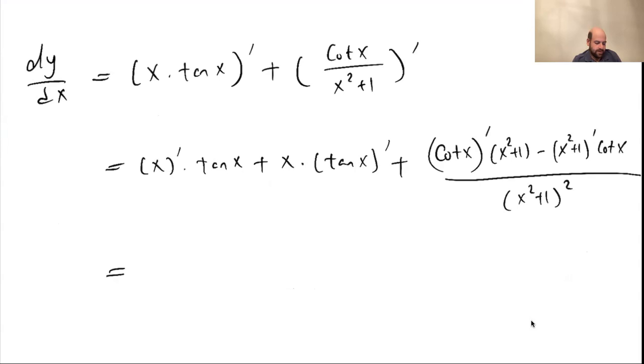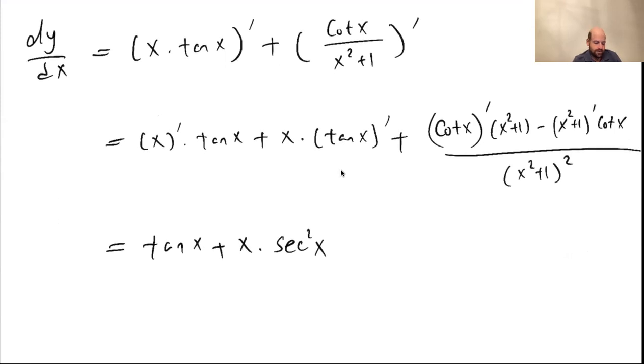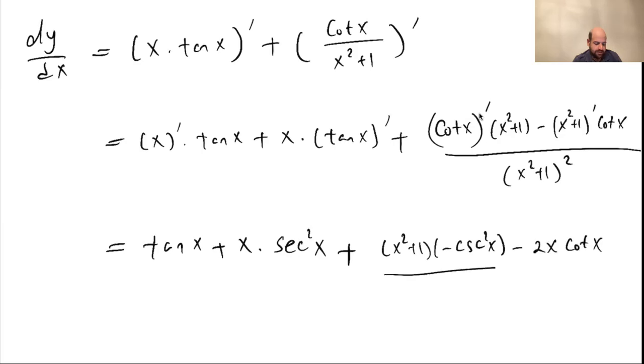Now x derivative is 1, so tan x plus x times, so tan x derivative is secant squared x, right? x derivative is 1 times tan x plus x times tan x derivative. Tan x derivative, we already showed, is secant squared. Plus, now this guy here, cot x derivative is minus cosecant squared, so it's going to be x squared plus 1 times minus cosecant squared x minus 2x times cot x divided by x squared plus 1 the whole squared.